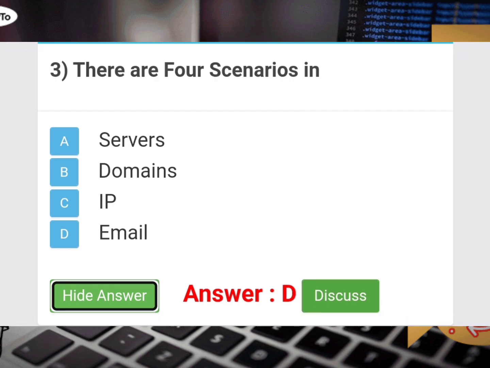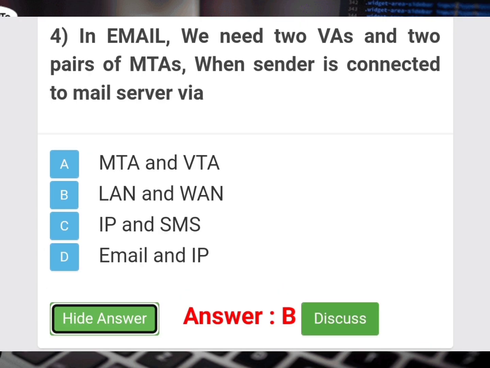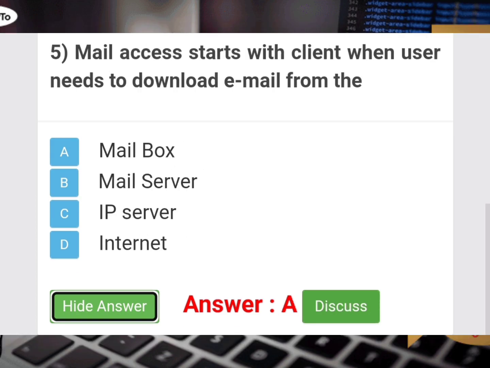There are 4 scenarios in answer D. Email. In email, we need two UAs and two pairs of MTAs when sender is connected to mail server via answer B, LAN and WAN. Mail access starts with client when user needs to download email from the answer A, mailbox.